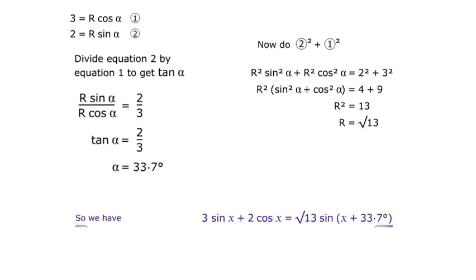So putting all of our answer together, we wanted to write it in the form r sine of x plus alpha. We've worked out r, we've worked out alpha, so we can put them in, and we've got our final answer.